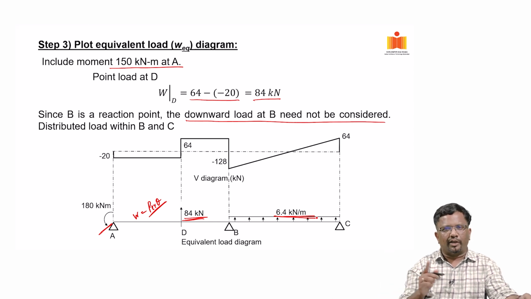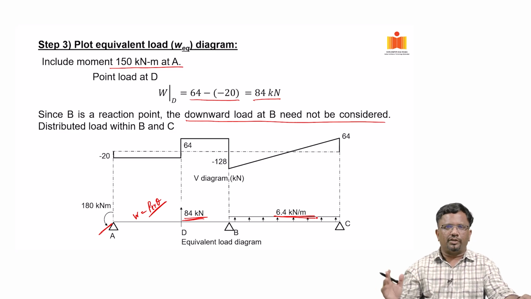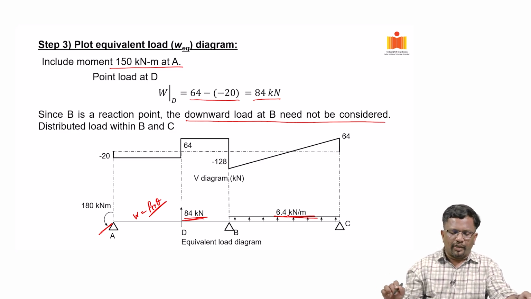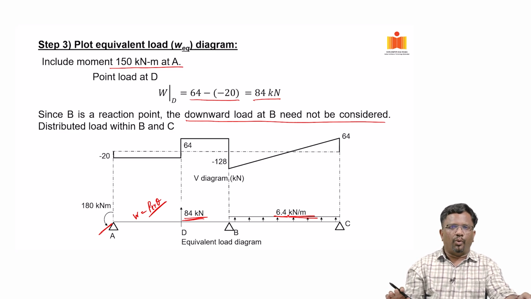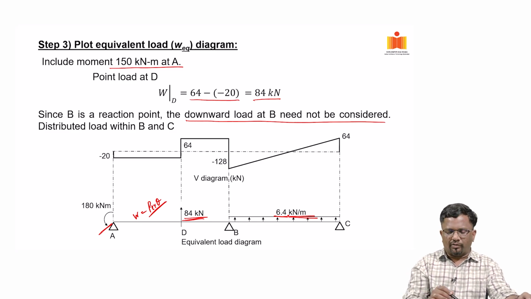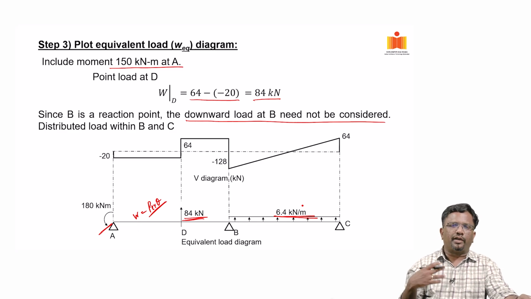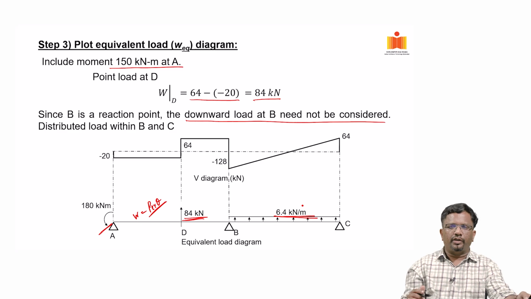If the shear diagram is linear, my load diagram is going to be constant, which is a distributed load of 6.4 kilonewton per meter. This way, I can get, for a 2-span continuous beam, the load induced by prestressing. Now that I have got the load, I can go ahead and do moment distribution to directly get my EM2 diagram. So, let us see how we do the moment distribution method.